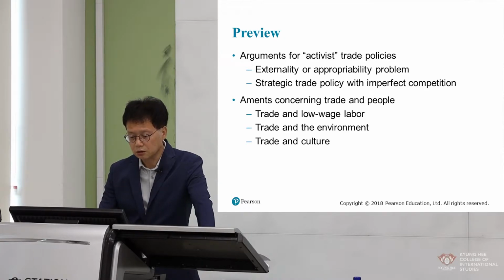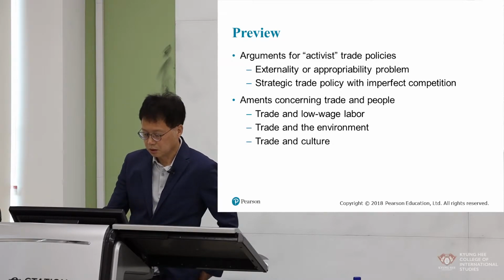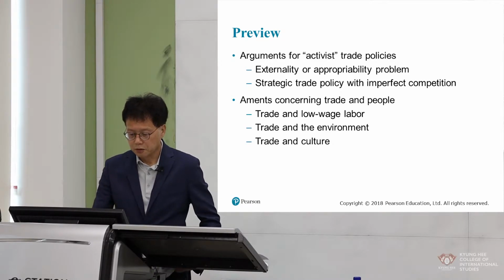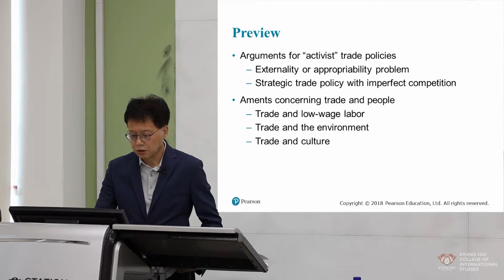This Section 2 consists of three subsections. Subsection number 1, trade and low wage labor. Subsection 2, trade and the environment. And subsection 3 is trade and culture. Okay? Before starting Section 2, I'd like to overview Section 1 only.